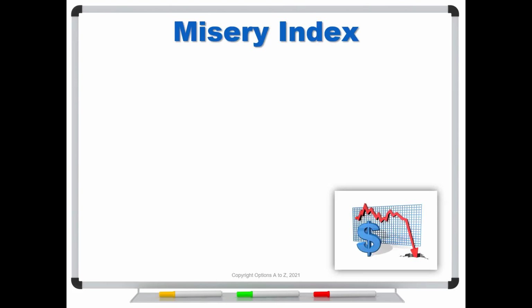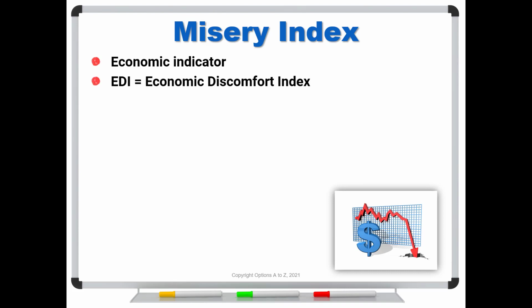So the misery index, as I said, is an economic indicator. Sometimes you'll hear it called the EDI, the Economic Discomfort Index. But whatever name it goes under, it was developed by economist Arthur Okun, who was a professor at Yale University. This index was popular back in the 70s when the US was experiencing stagflation, a combination of unemployment and high inflation, which makes the economy stagnate.